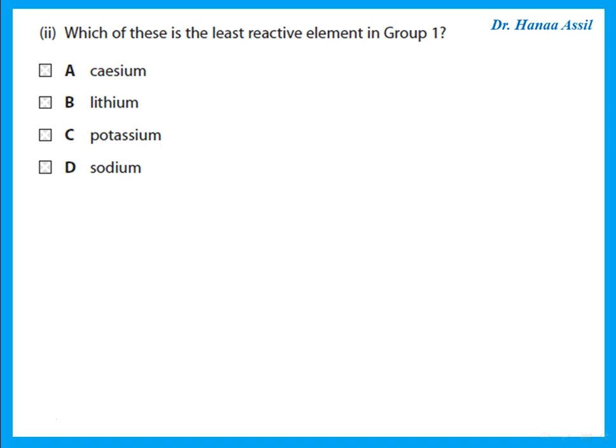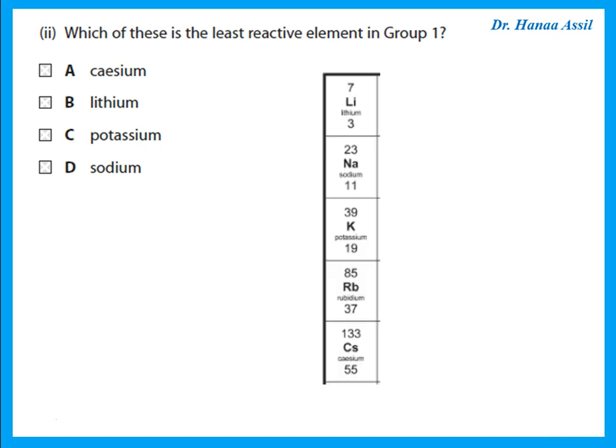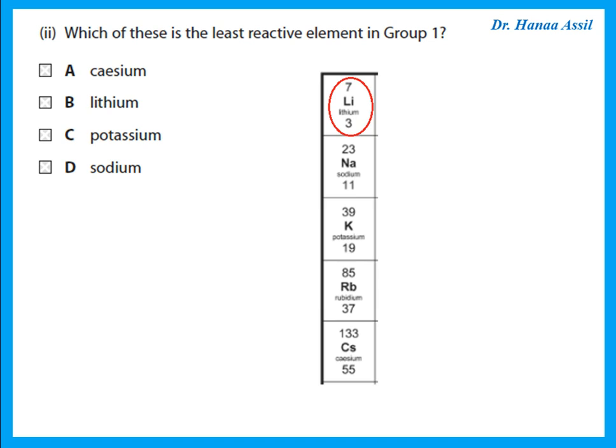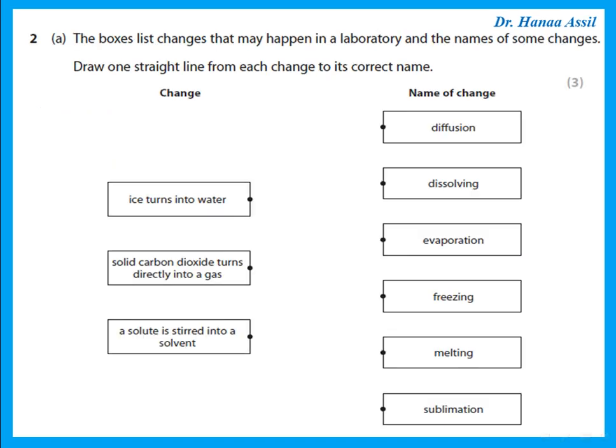Okay, which of these is the least reactive element in group 1? If you look at group 1 are the ones on the left of the periodic table. So these are lithium, sodium, potassium, rubidium, cesium, and he's saying which one is the least reactive? Remember, the one on top is the least reactive. The one down is the most reactive. So you should know that the most reactive metal or the most reactive element in group 1 is cesium, and this is the most reactive metal in the periodic table.